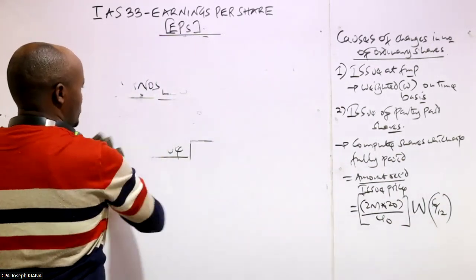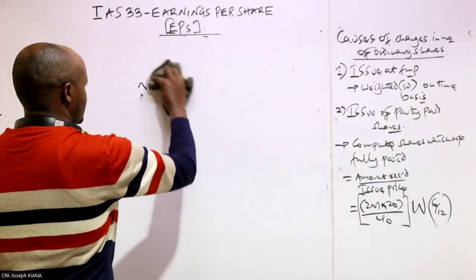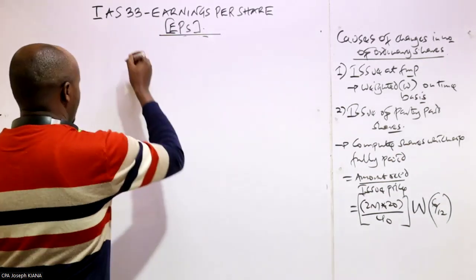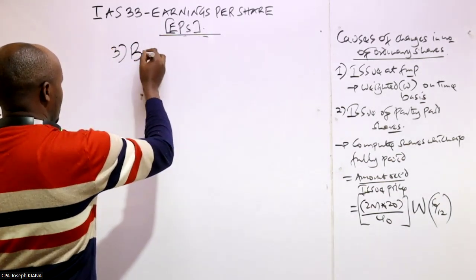So next, let's look at how we deal with the other type of issue, number 3. And number 3, we can talk about the bonus issue.